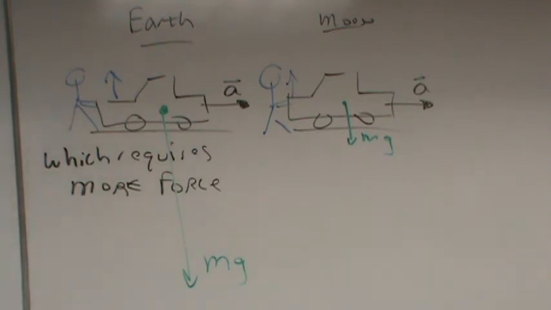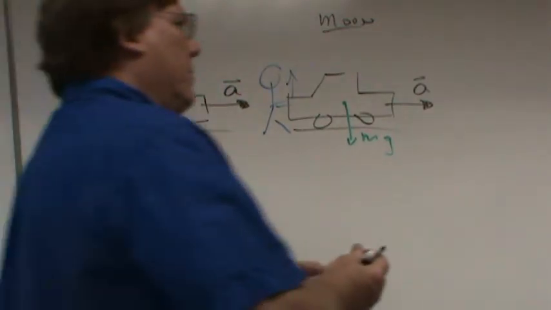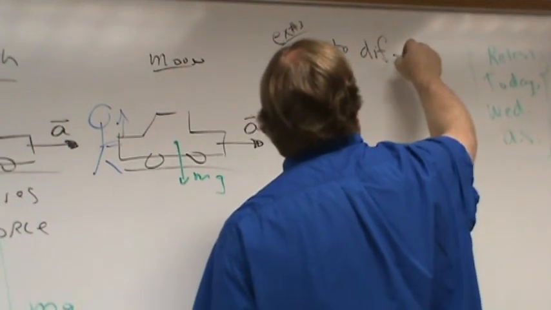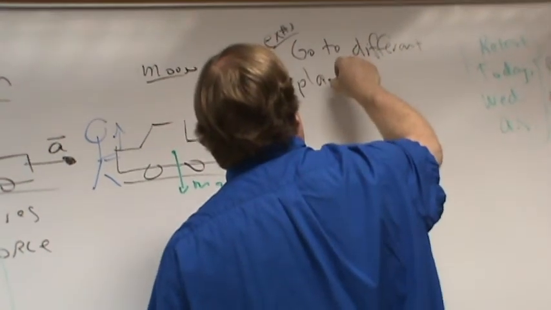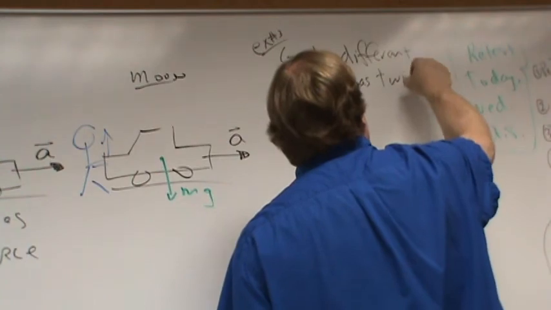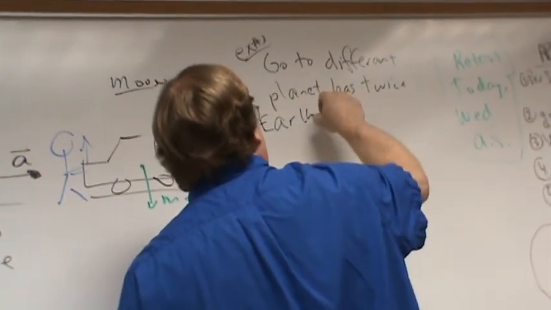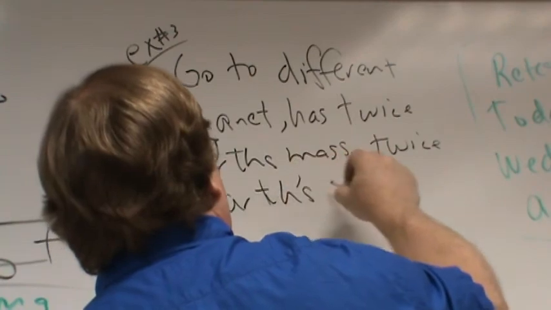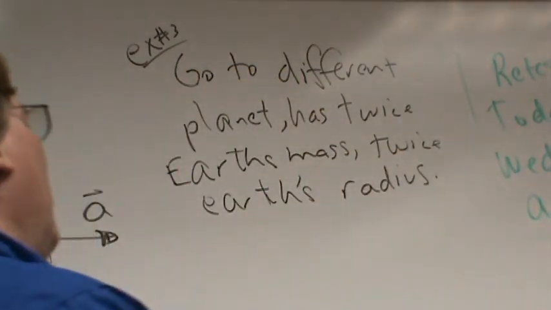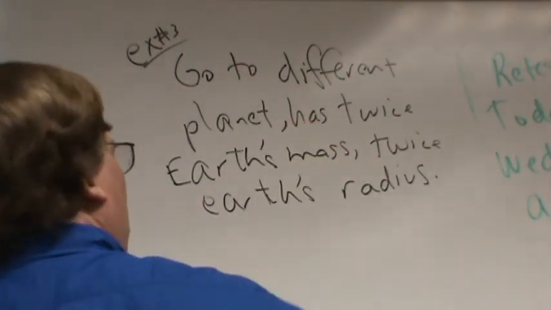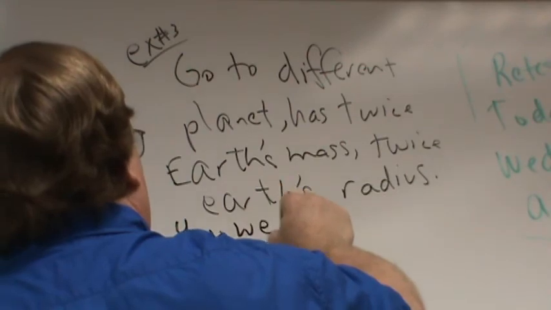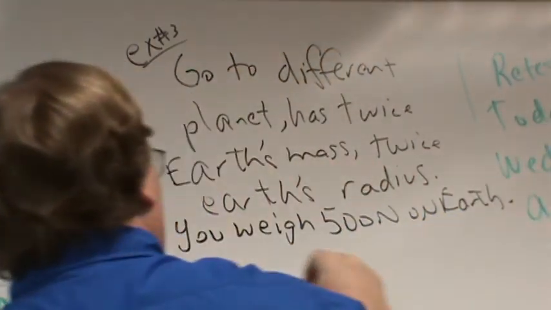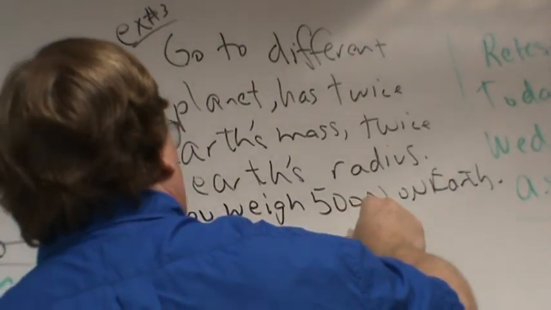Okay, there's one more problem I need to show you. This is example number 3, I guess. You go to a different planet that has twice Earth's mass and twice Earth's radius. You weigh 500 newtons on Earth. What's your weight on the other planet?